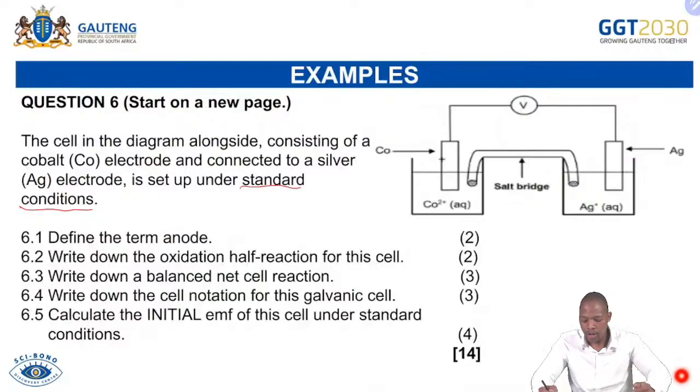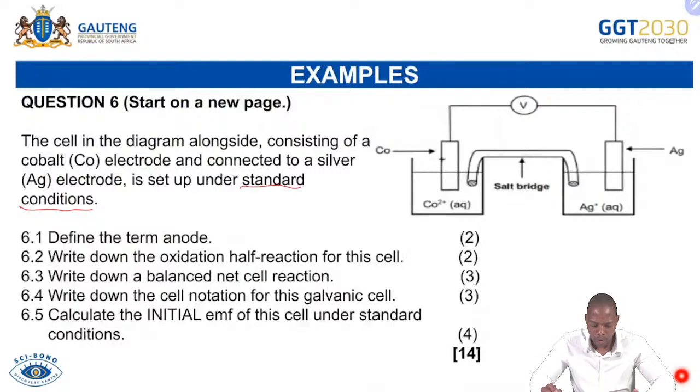So here is your electrode, and then they are saying 6.1, define the term anode. 6.2, write down the oxidation half reaction for the cell. 6.3, write down a balanced net cell reaction. 6.4, write down the cell notation for this galvanic cell. And then 6.5, calculate the initial EMF of the cell under standard conditions. So this is 14 marks that I believe, if you have been listening here, you should take all of these marks.